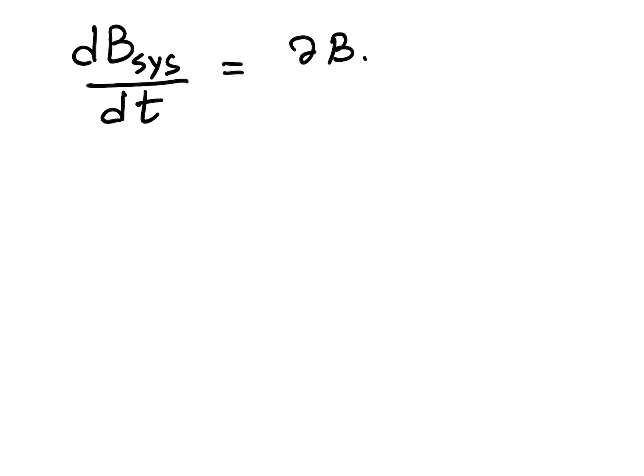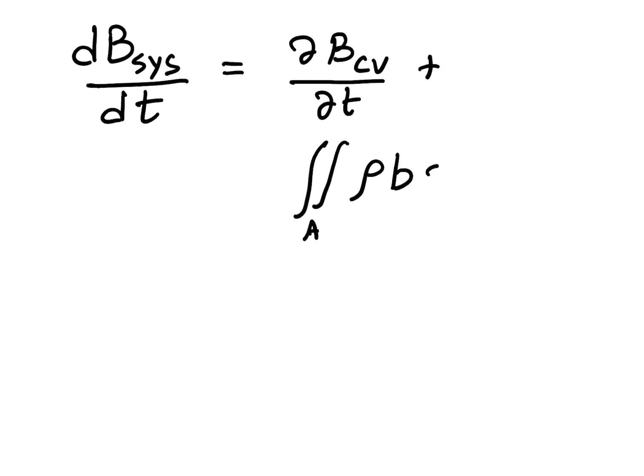It says the rate of change of B within a system, the total derivative of B with respect to time, is equal to the partial derivative of the quantity B within the control volume, or the rate of change of B within the control volume, plus the sum of the fluxes of the quantity B over all the surfaces, over all the inlets and outlets. Now, what do I mean by that?